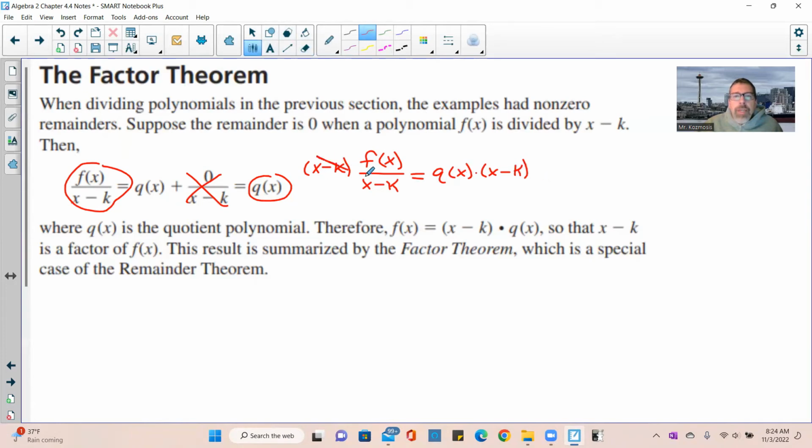Okay, and when I do that, this is 1, leaving us with f of x equals x minus k times q of x. Okay, so that's what they're saying here. So that would mean that x minus k is a factor of the original function. The result is summarized by the factor theorem, which is a special case of the remainder theorem. If there are no remainders, then it is a factor.